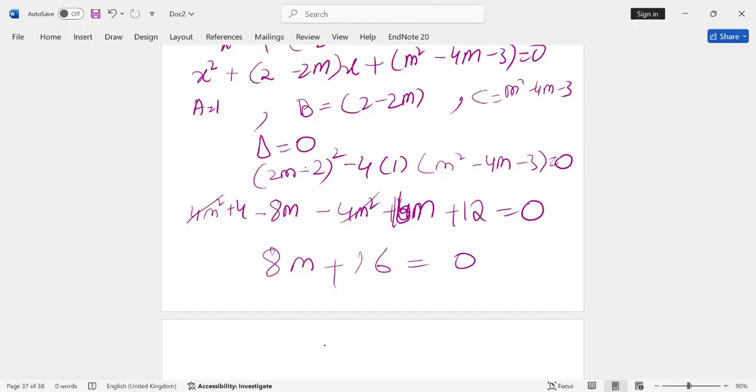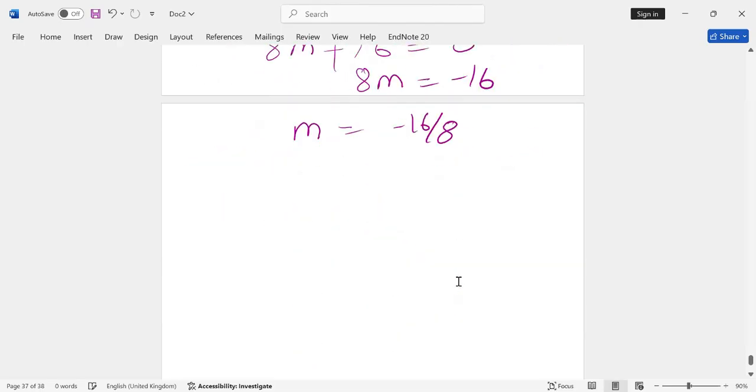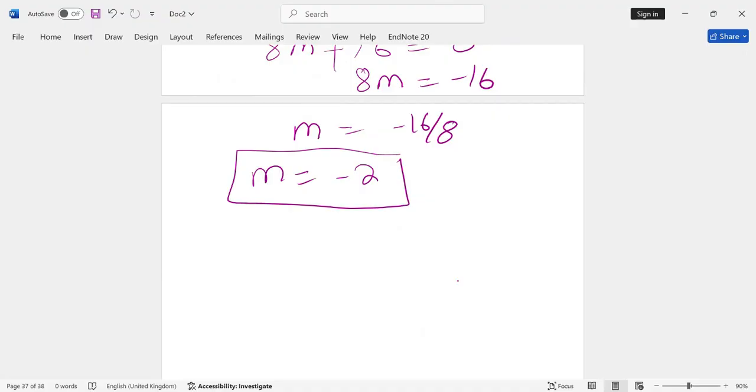So we have the value of m. 8m equals minus 16, so m equals minus 16 by 8, which is minus 2. This is the value of m such that g is the tangent to k. So this is the required answer that we need to find in this equation.